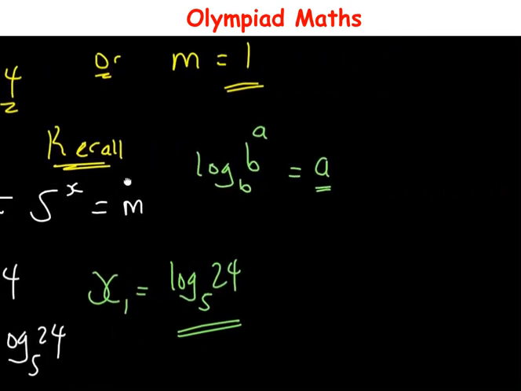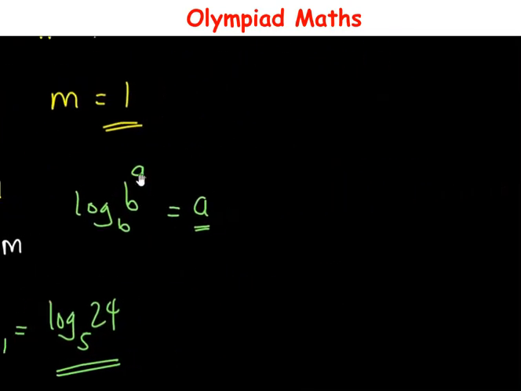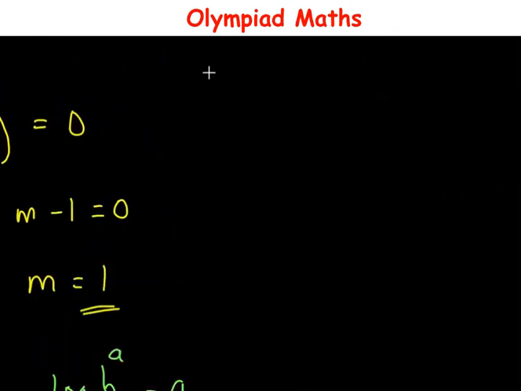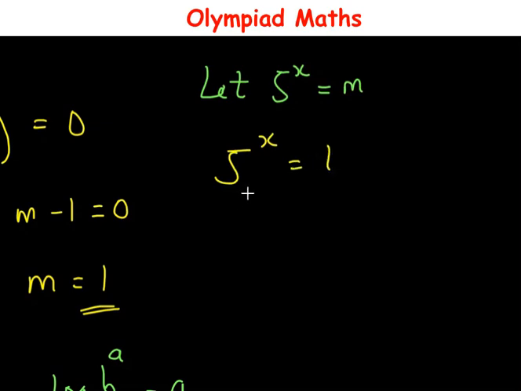Now, for the other value of m, which equals 1, recall that we said let 5 raised to power x equal m. So for m equals 1, importing the value of m as 1, 5 raised to power x is equal to 1. So from here, we can write down 1 as 5 to the power of 0.